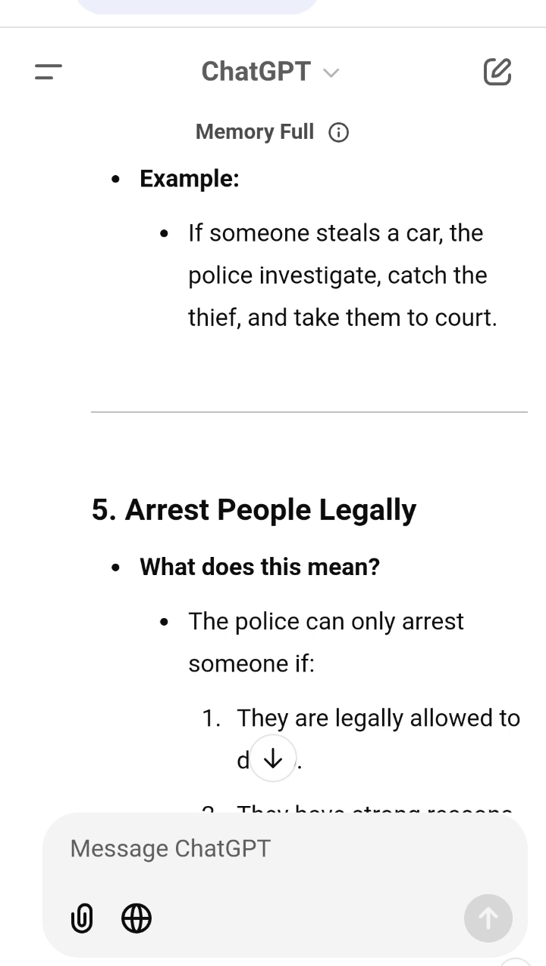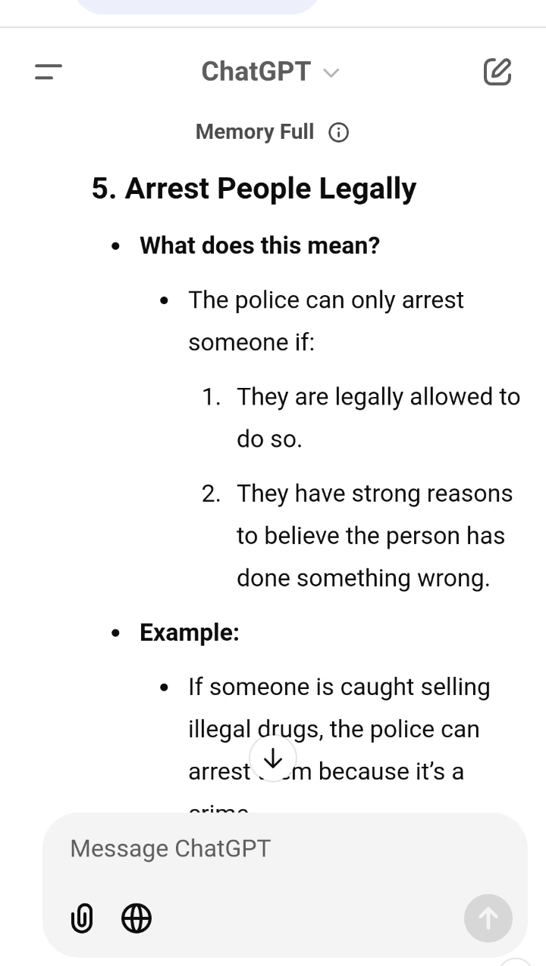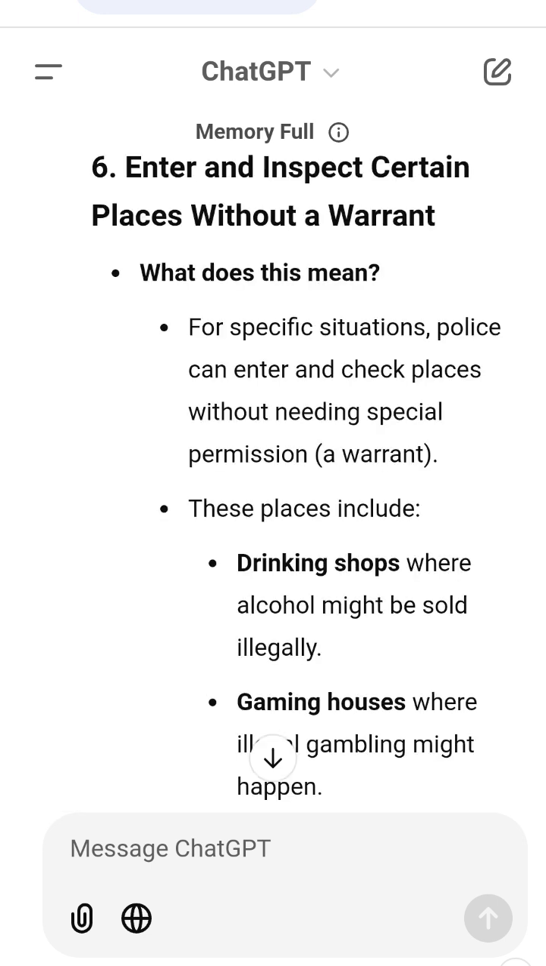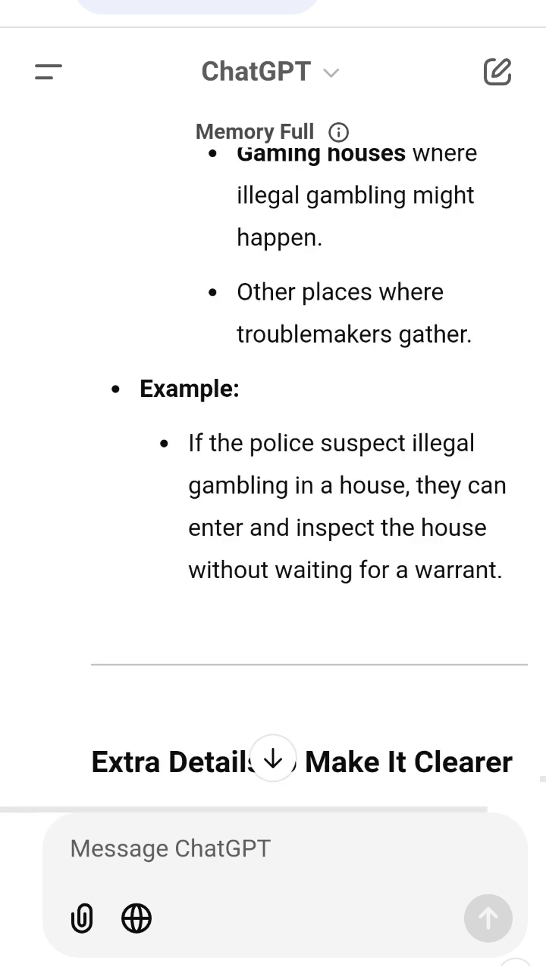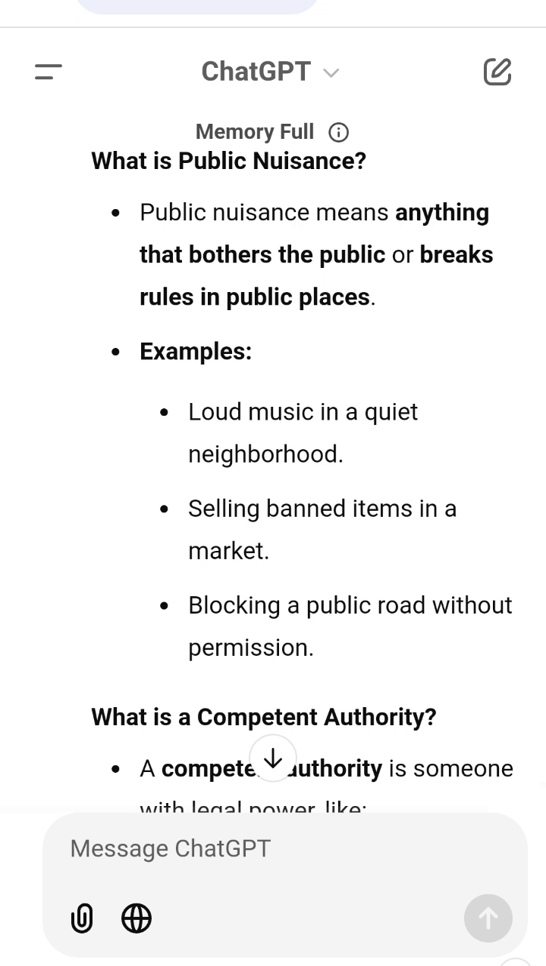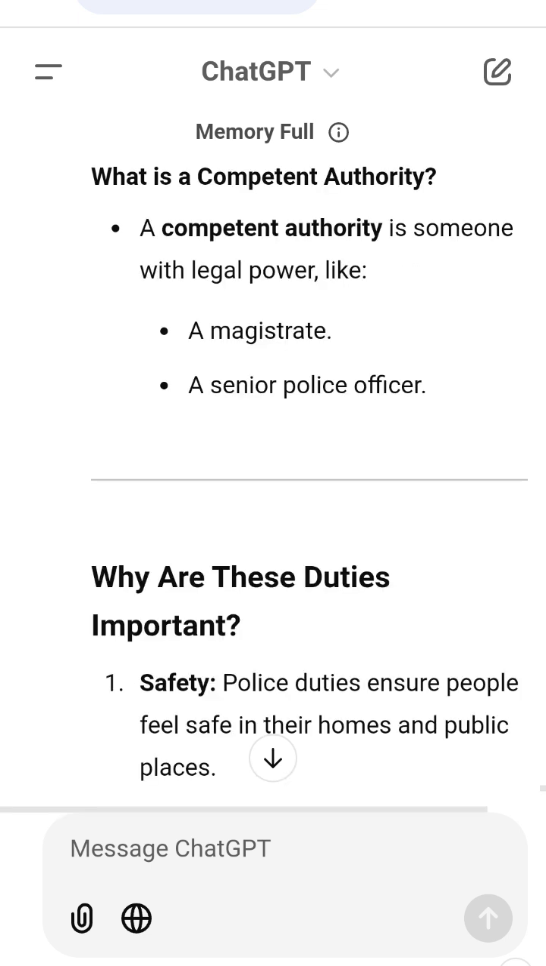Example of how these duties work together. Let's see how police handle a situation. Scenario. A police officer learns about a group planning to gamble illegally in a house. 1. Collect information. The police hear this from someone in the neighborhood. 2. Prevent crime. They go to the house to stop the gambling before it happens. 3. Enter and inspect. They inspect the house without a warrant because it's a suspected gaming house. 4. Arrest. If they find people gambling, they arrest them. 5. Bring to justice. The arrested people are taken to court for punishment.